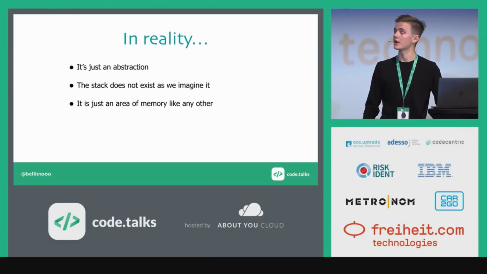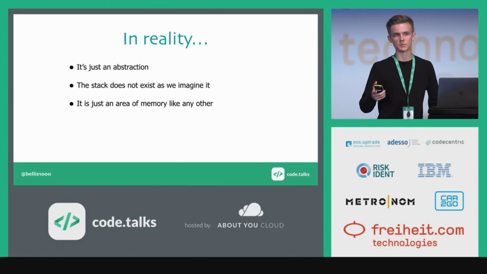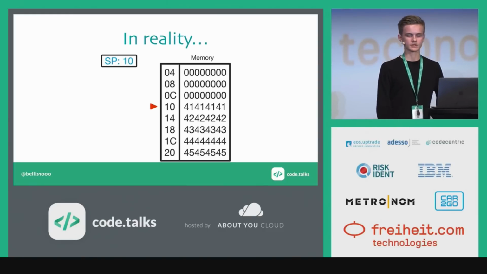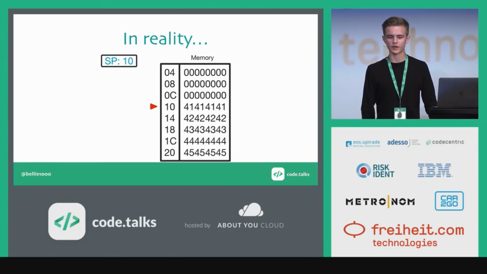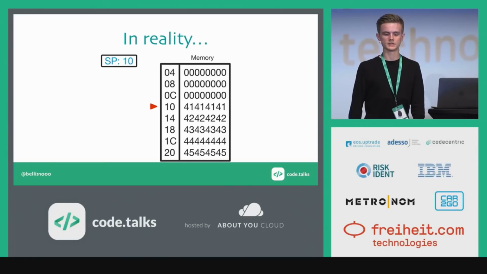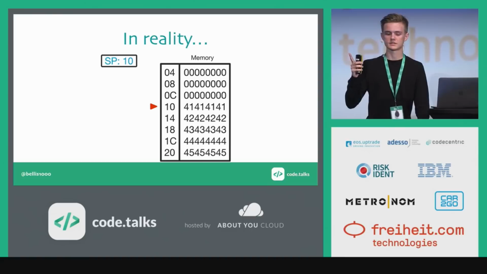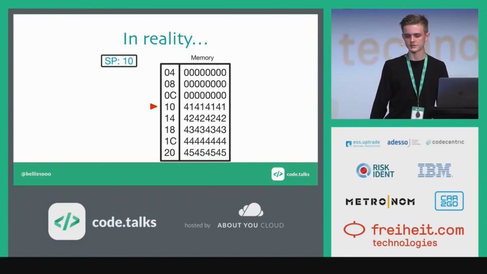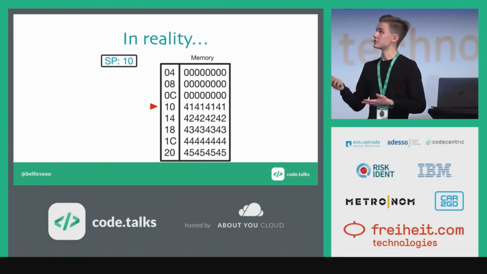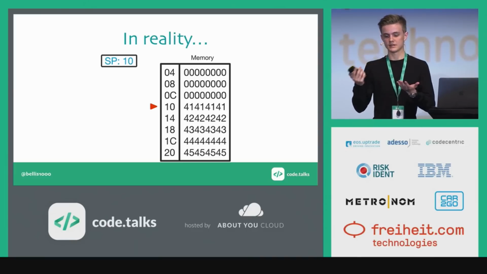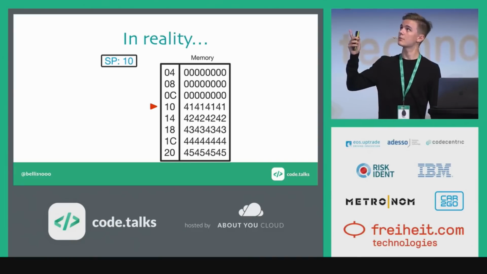It's actually just some area of memory. It's nothing really special. The only thing that makes it the stack is the fact that the stack pointer register will point to the top of it. So, for example, this is a more realistic representation. If we have this block of memory here, you can see the stack pointer is set to address 10, which is where the red arrow points to. And this memory is just normal memory, but the stack is essentially considered the stack because that pointer points to it.